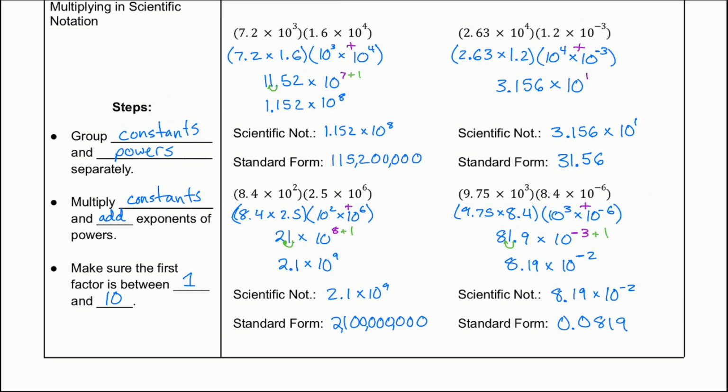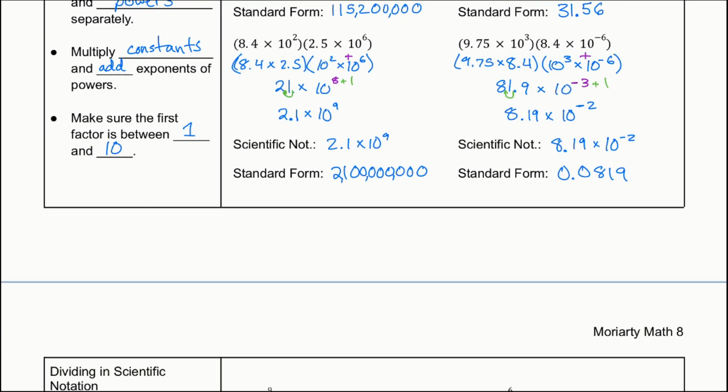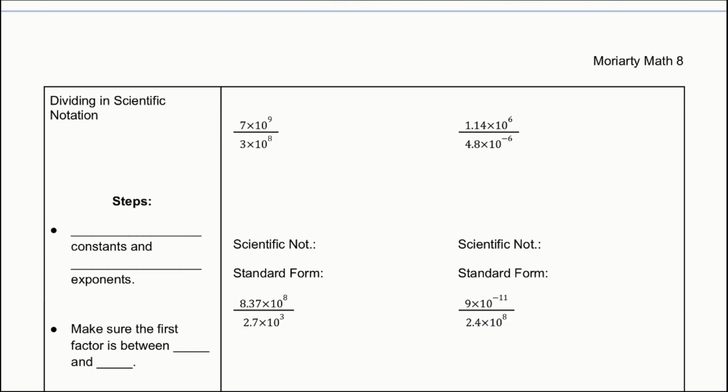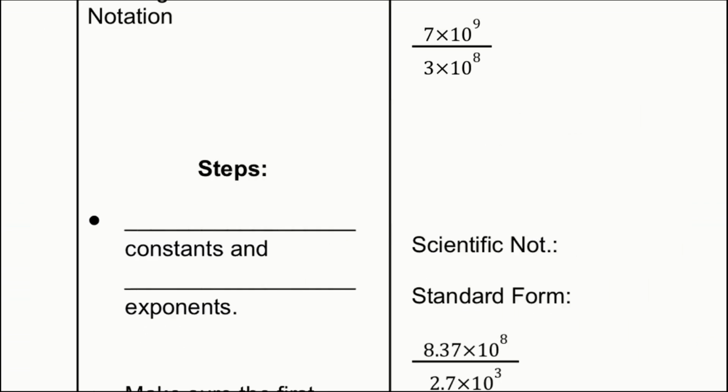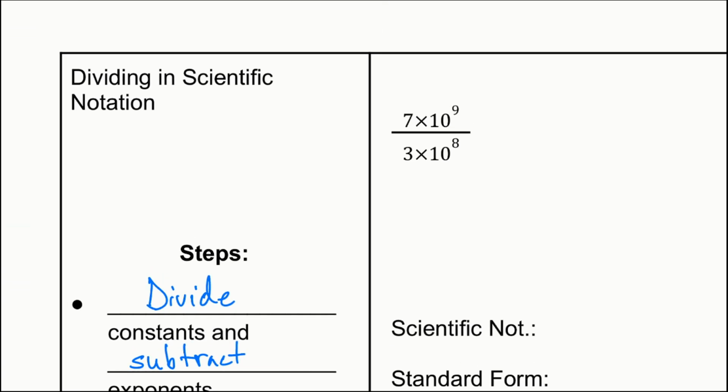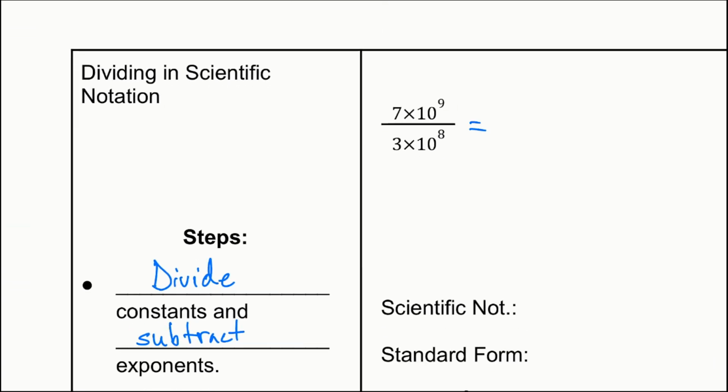Okay? So that's multiplying. Okay? Now we've got division, which is on the other side. Division works a little bit easier. We still might have to do that same thing where we move the decimal left or right. But all you're going to do here for division, you're going to divide the constants. So you'll need a calculator, obviously. And then you're going to subtract the exponents of the tens. So what I like to do is I like to separate this into 7 over 3 times 10 to the ninth over 10 to the eighth.